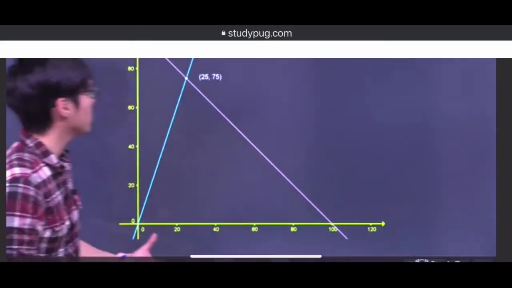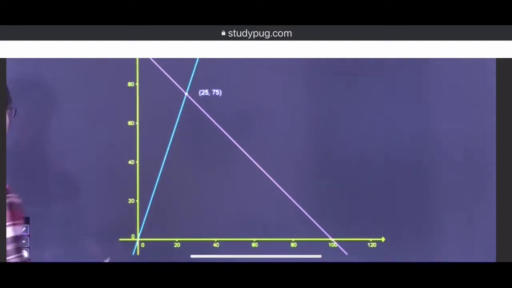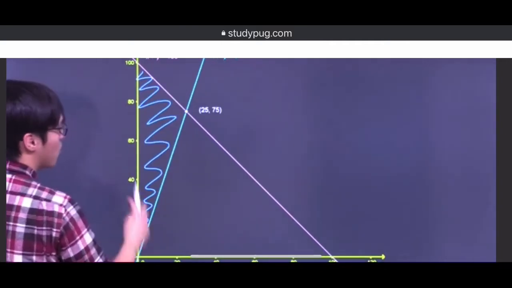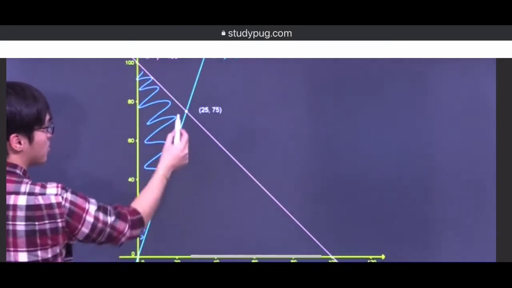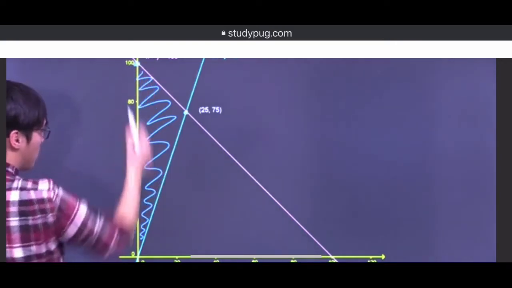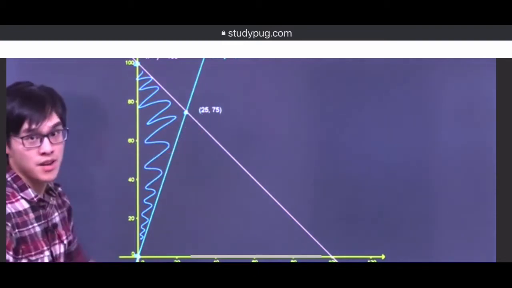So if we plug into the graphing calculator, these are the lines we're given, and we're now looking at this part of the graph, right? So we have three zeros, corners. 1 corner, 2 corner, 3 corners. And this corner has the coordinate 25, 75.